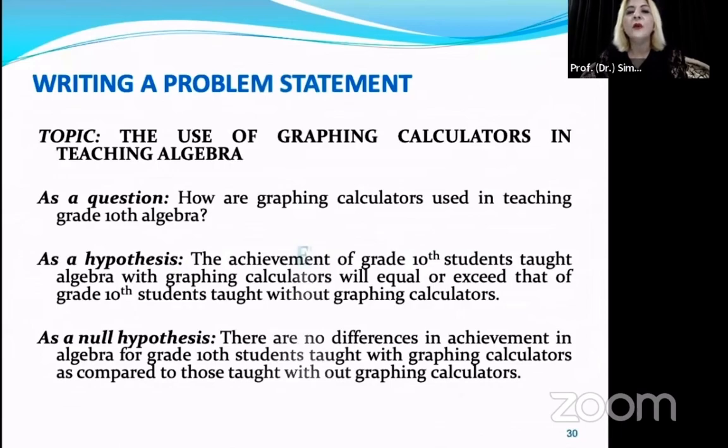Then we have a problem statement, like how we write a problem statement. I have cited one example over here, the use of graphic calculators in teaching algebra. So basically, I want to check whether graphic calculators are very helpful in teaching algebra, right? So I want to convert this question into a hypothesis.